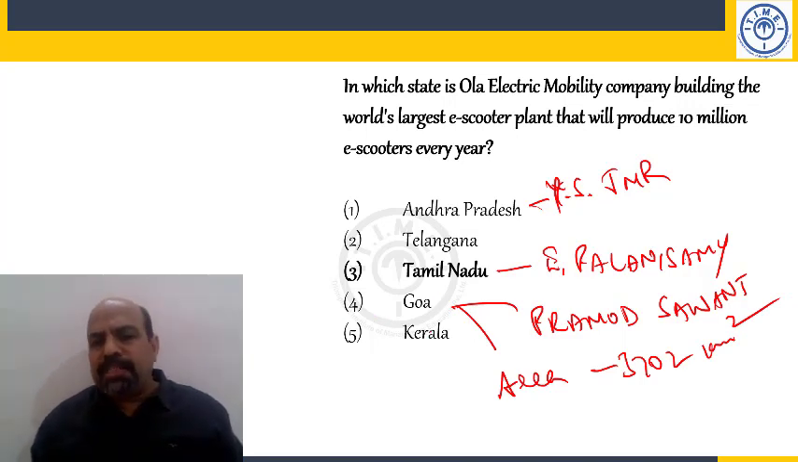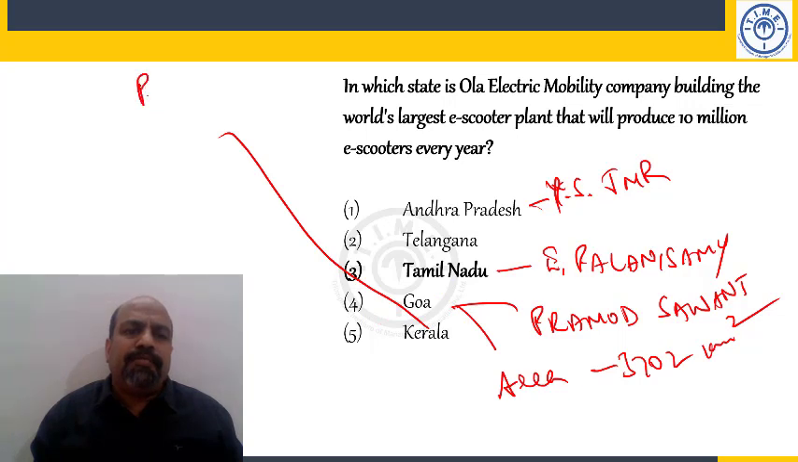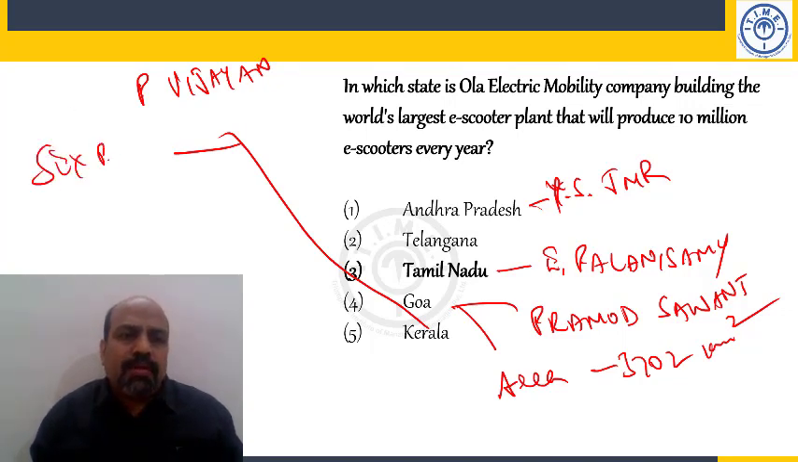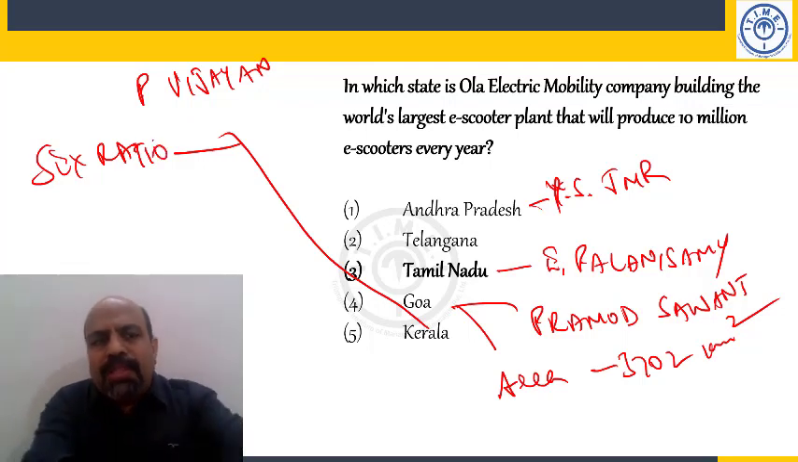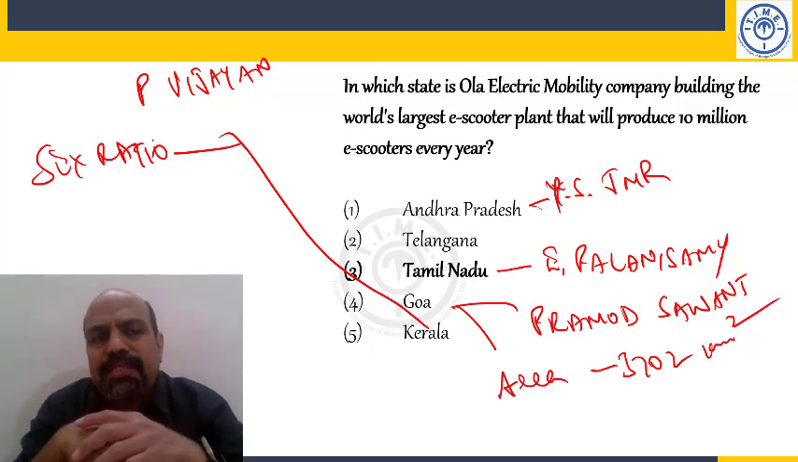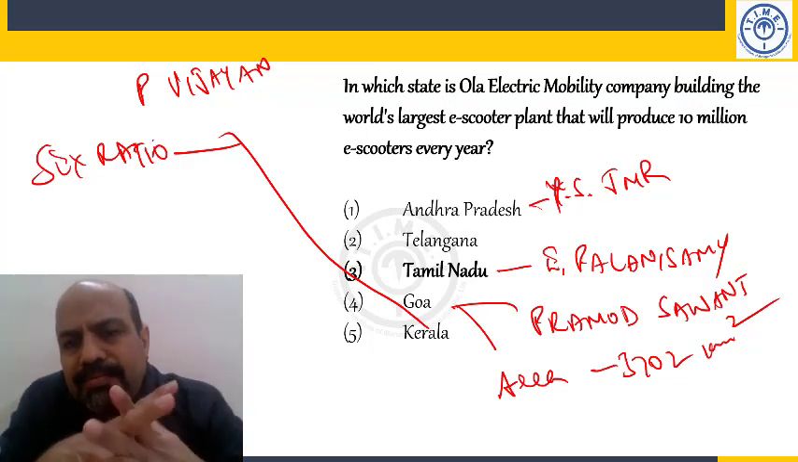Kerala, Pinarayi Vijayan. You already know this. And highest sex ratio in India. Number of females per 1,000 males. There, I think it's 1,084. 1,084 females per 1,000 males is the sex ratio of Kerala.